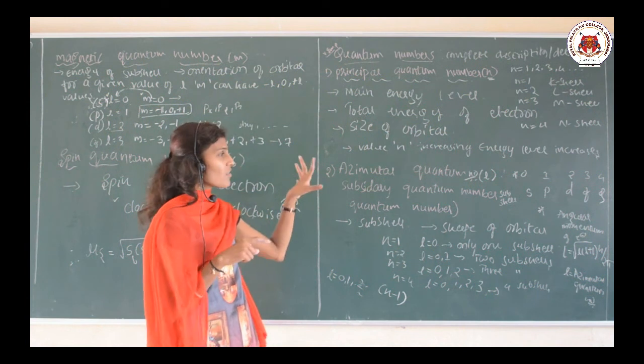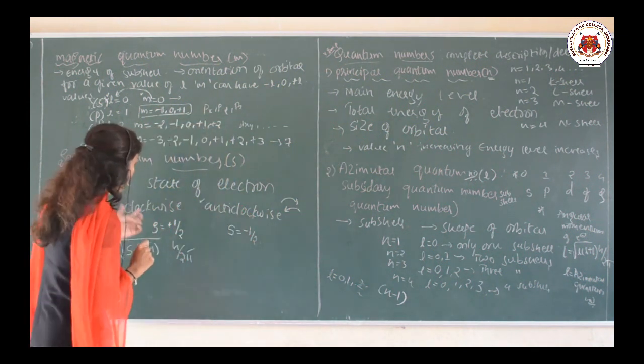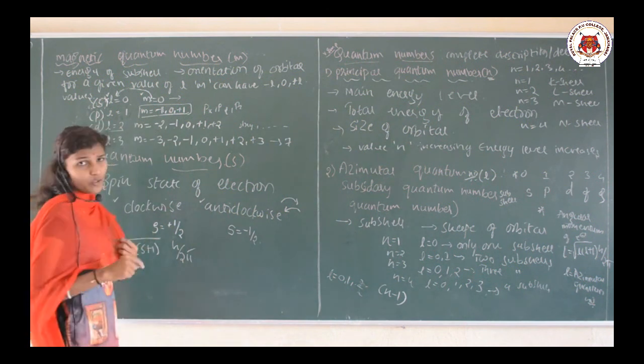So all these three quantum numbers are depending upon each other, and in case of the spin quantum number it represents the spin state of an electron.